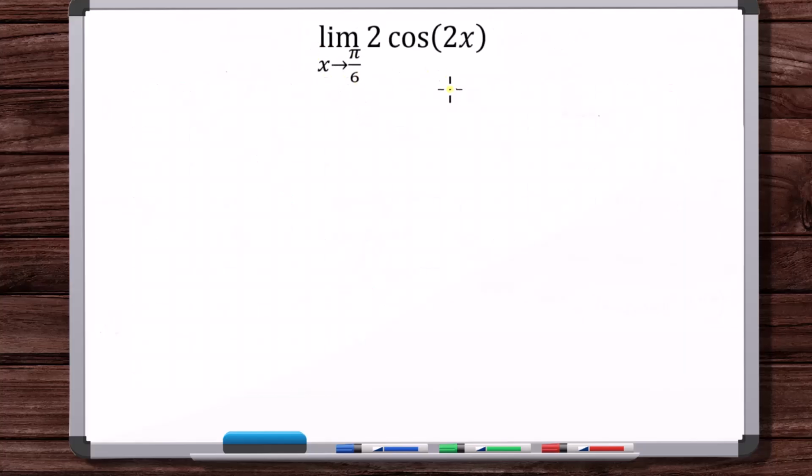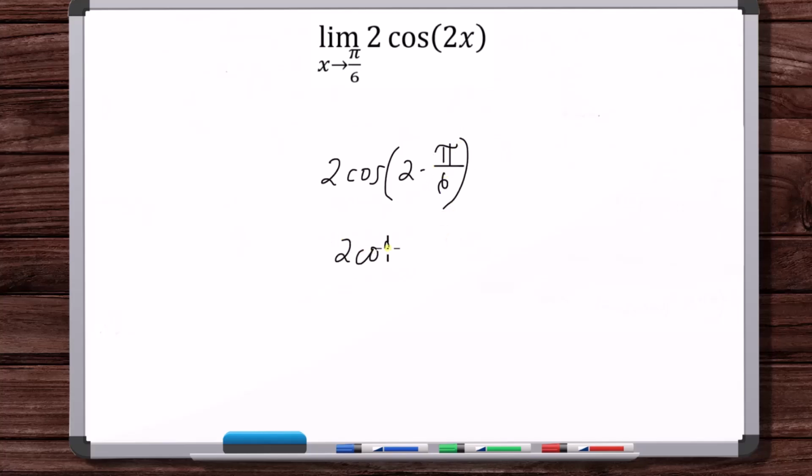Okay, the limit as x approaches pi over 6 of 2 cosine of 2x. So maybe we could just plug this in, since cosine is continuous everywhere, and actually cosine has a domain of all real numbers. So yeah, we just plug this in. There's no vertical asymptotes or anything with cosine. Sine and cosine are continuous everywhere in their domains, like all of the other trig functions. However, unlike the other trig functions, sine and cosine have domains of all real numbers. So we just plug in pi over 6.